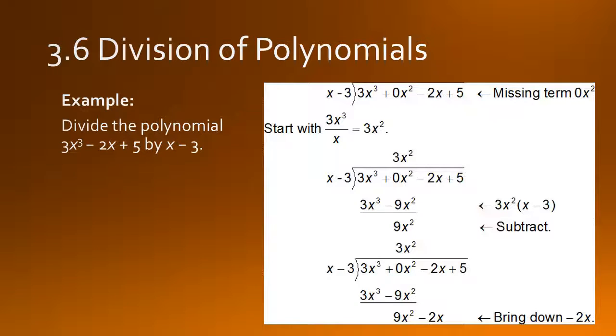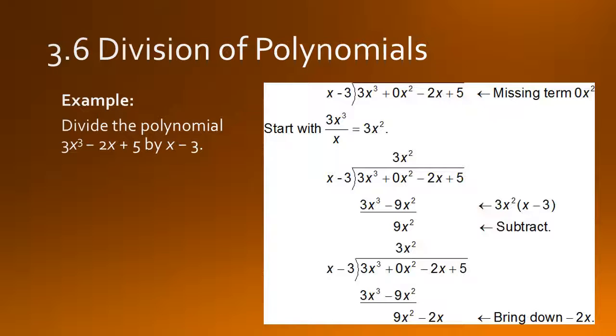We have x minus 3 into 3x cubed plus 0x squared. Remember, when you have a missing power of x, you must put in a 0 placeholder for it, and that is true whether we're doing polynomial long division, which is what we're doing now, or synthetic, which we're going to talk about in just a little bit. So we have the 0x squared minus 2x plus 5.